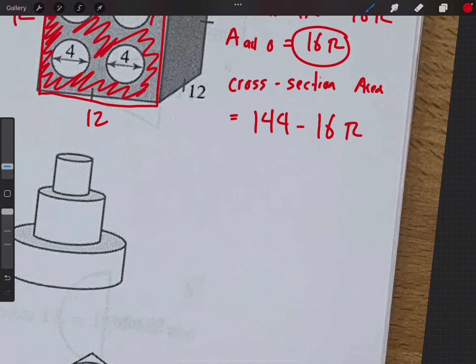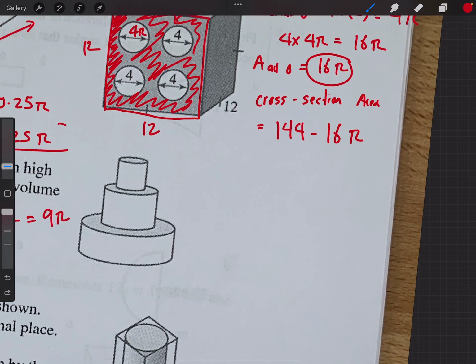We're not going to do anything because these are not like terms. You cannot minus these numbers. You can't take 144, take away 16 and get some answer with pi in it. No. This one doesn't have pi as a multiple and this one does. So these are not like terms, you cannot subtract them. Okay. So the cross section area, I'm going to call it CSA. Cross section area is either that.